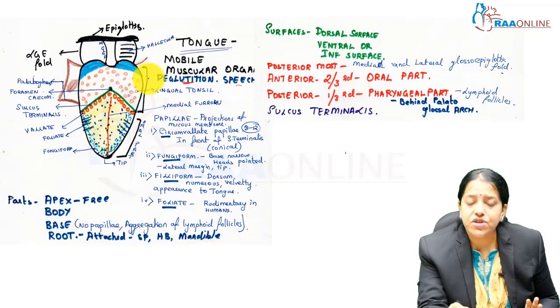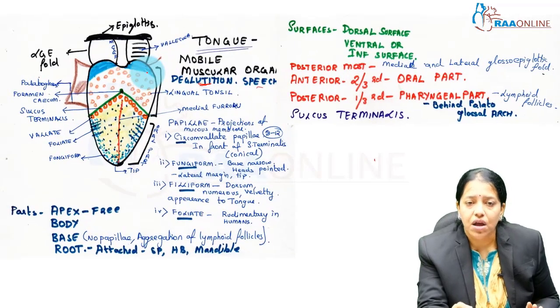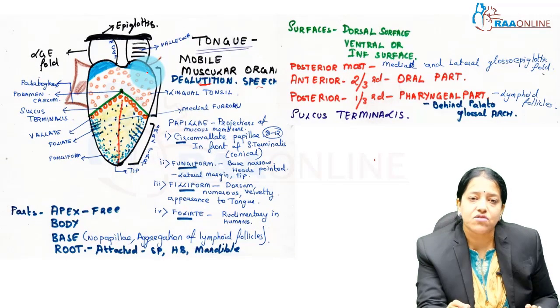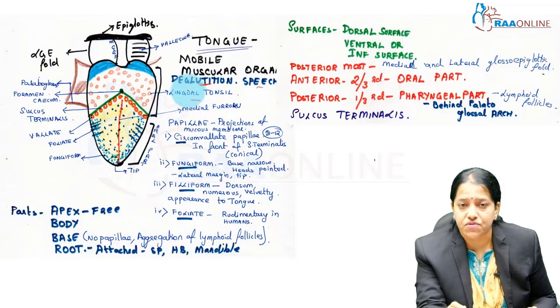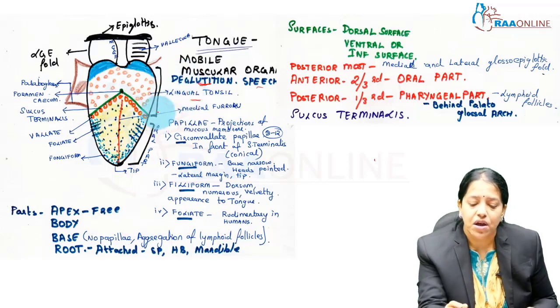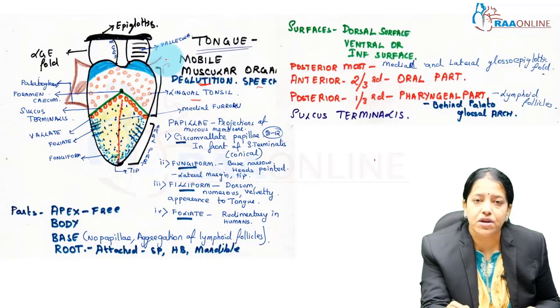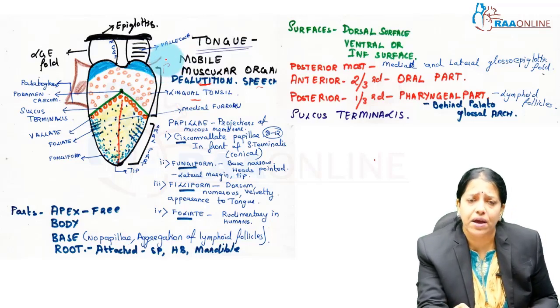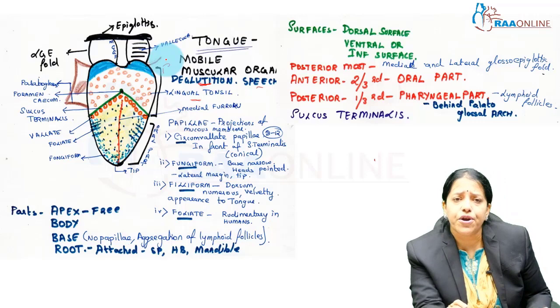Now coming to the posterior 1/3 of the tongue, we can see these orange color structures over here. These are not papillae and are not going to take up the taste sensation. They are mainly the lingual tonsil. That is important because the posterior 1/3 of the tongue, also called the pharyngeal part of the tongue, is going to have a lot of lymphoid follicles.